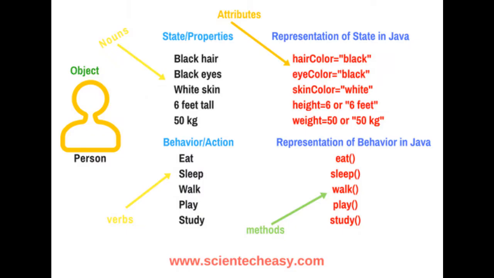Okay, let us see in detail. Consider any person as object. A person's state can be his or her unique properties like hair color, black eyes, white skin, height, weight, etc. So the person's behavior can be eating, sleeping, walking, playing, studying, etc.